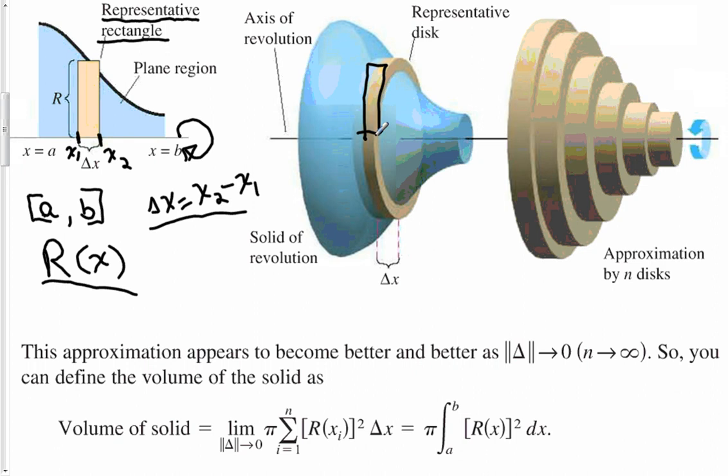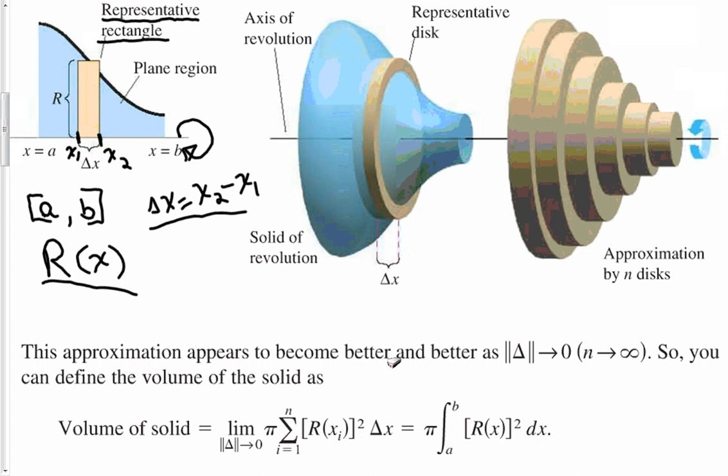Now what we're going to do is take all these disks that we get by changing where we are along the x-axis, and all those disks will give us an approximation of the volume of this solid of revolution. So we have the axis of revolution, the representative disk. If we take all the representative disks and take all their volumes and add them up, we'll get an approximation, and this is the n disk approximation. This actually has 1, 2, 3, 4, 5, 6 disks. But we could make n as many disks as we want.